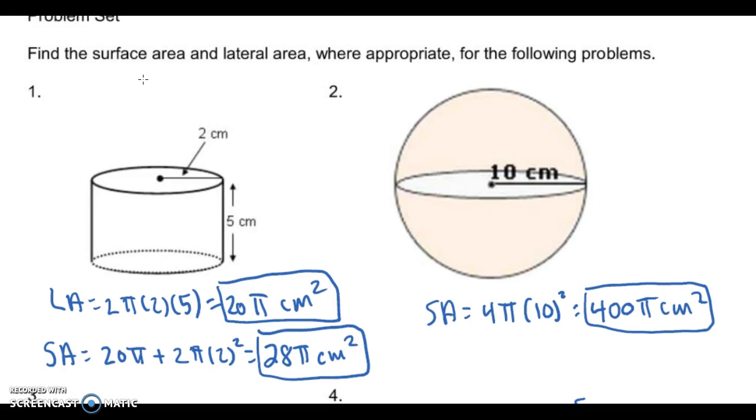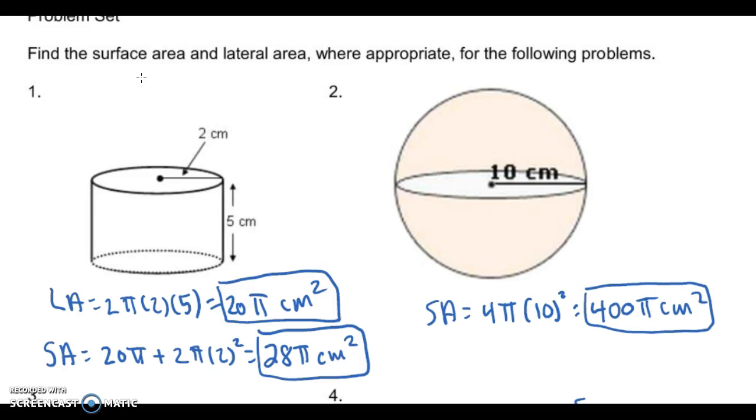We want to find the surface area and lateral area for each of the following shapes. For the first one, we have a cylinder, and we're given the radius and the height. So when we're finding the lateral area, we're going to take 2 times pi times your radius, which is 2, times your height, which is 5, and we end up getting 20 pi centimeters squared. For the surface area, then we're going to add in our two circular bases. Each circle has an area of 4 pi, so we're going to add to our surface area a total of 8 pi to give us 28 pi centimeters squared.